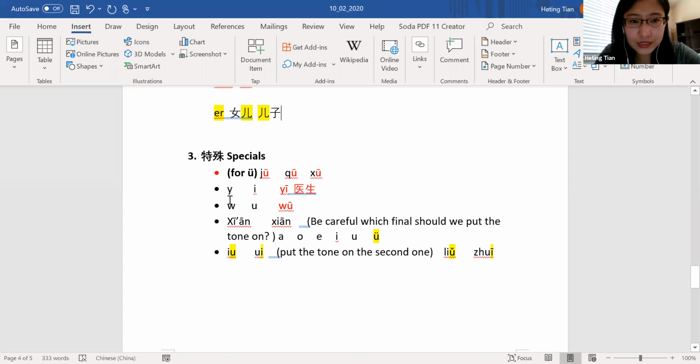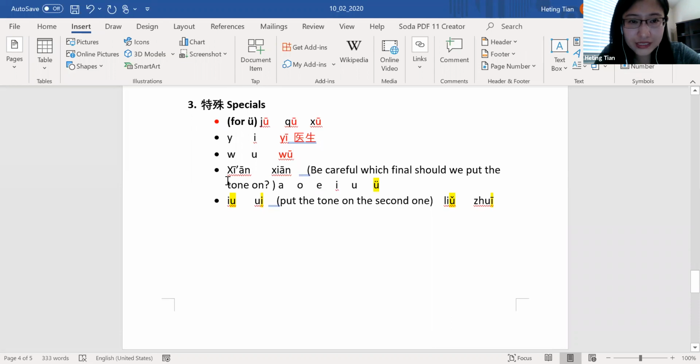Next one is e. E is the initial and this E is a final. They have the same pronunciation. When they are together, they just say this E sound, the same pronunciation like the front two. E, 医生. Next pair is u. When they are together, they pronounce the same sound.